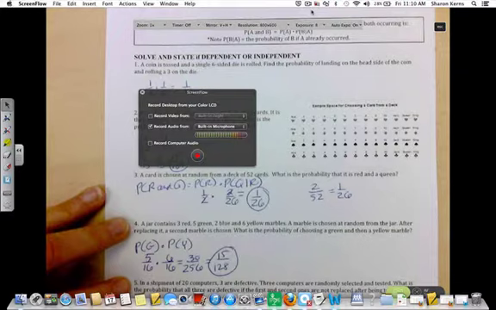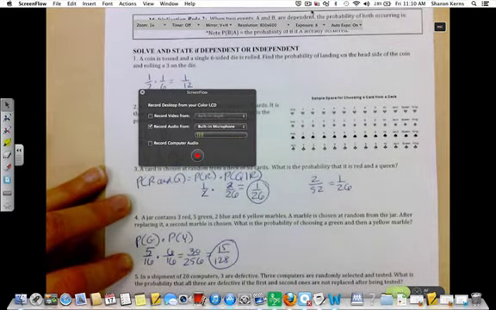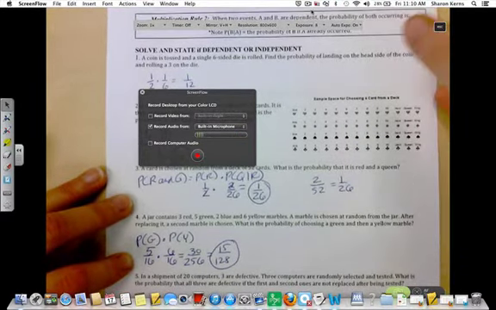In problem 5, let's tilt this, move this a little bit, excuse me.